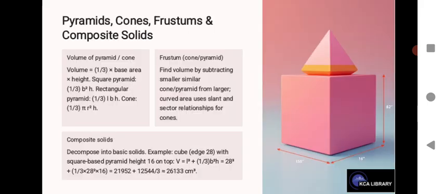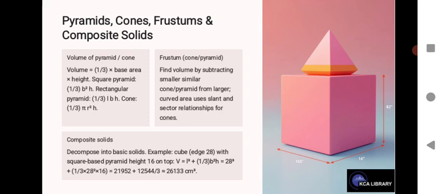Now let's look at pyramids, cones, frustums, and composite solids. The volume of a pyramid is equal to 1/3 times base area times height. If you have a square pyramid, it will be 1/3 b²h, while for a rectangular pyramid, it will be 1/3 × length × breadth × height. For a cone, it will be 1/3 πr²h. If you are working with a frustum of a cone or a pyramid, you may be asked to find the volume. You find it by subtracting the smaller similar cone or pyramid from the larger. Curved area uses slant length and sector relationship for cones.